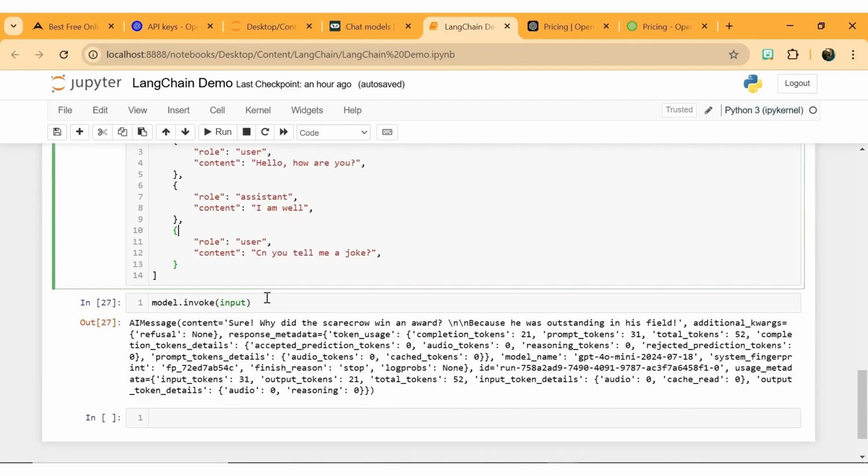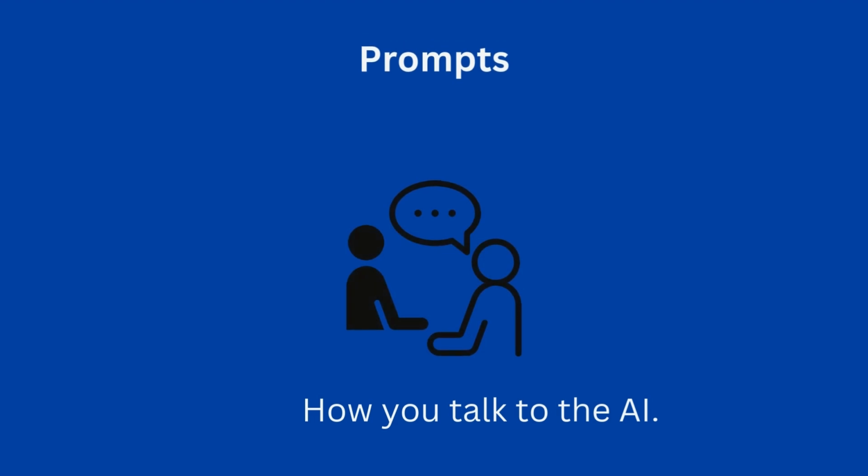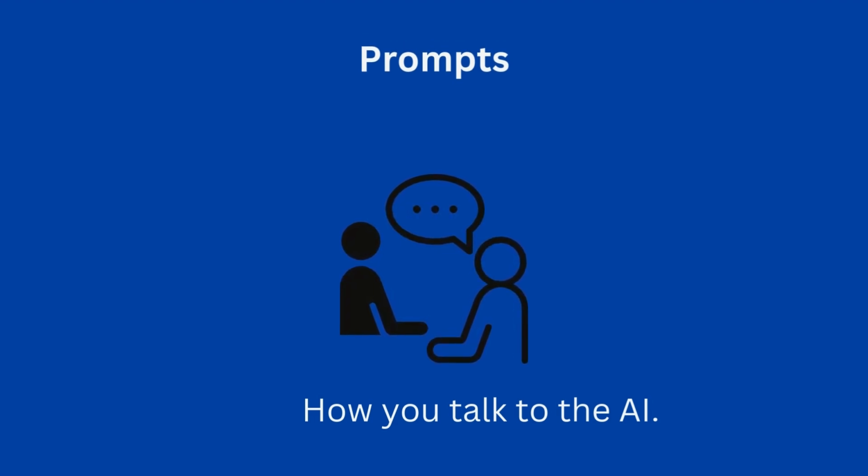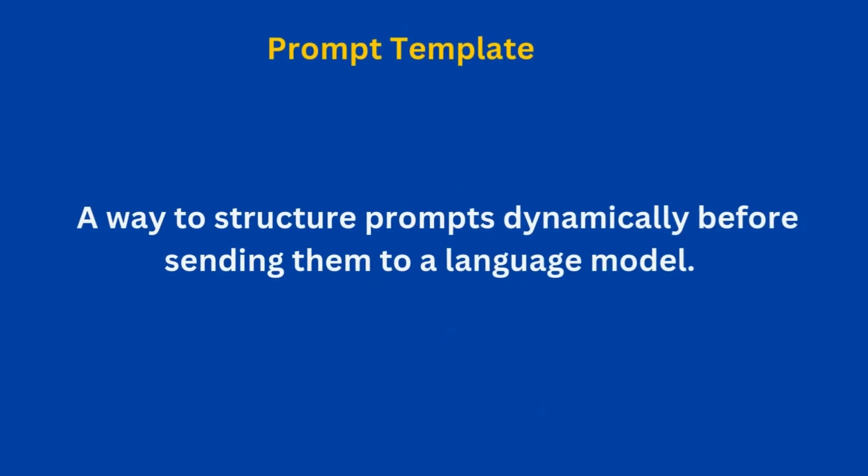So the next thing we're going to be looking at is the prompt templates. Prompt refers to ways we can talk to the AI, while the prompt template is a way whereby we can structure our prompts in a dynamic way before we send it to our large language model. So instead of hard coding a prompt, it's always good to pass it through the template before sending it to our large language model.